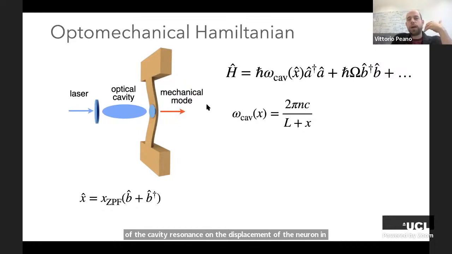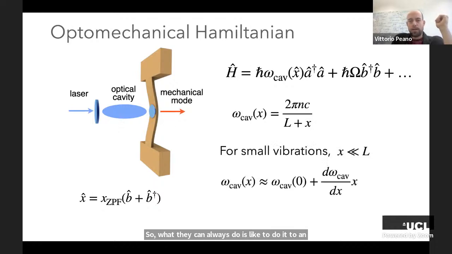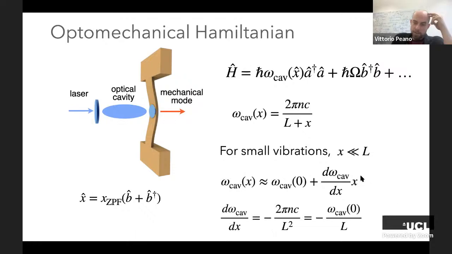And now the idea is that the optomechanical interaction is typically very small, and so the mirror will be displaced only a tiny bit. And so what I can always do is a Taylor expansion in the distance. I consider one small vibration, so this displacement is much smaller than the length of the cavity. I can replace this position dependence with the cavity resonant frequency plus the displacement times the derivative of the cavity frequency with respect to the displacement. In this simple case, I can very easily calculate the derivative, and it's just the cavity resonance frequency divided by the length. So this is all very simple.